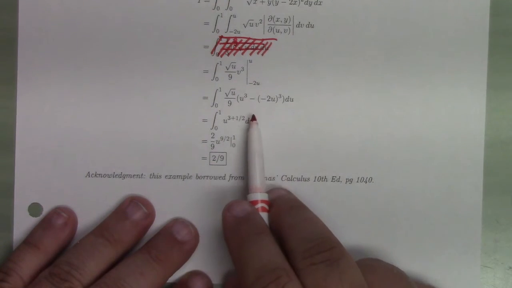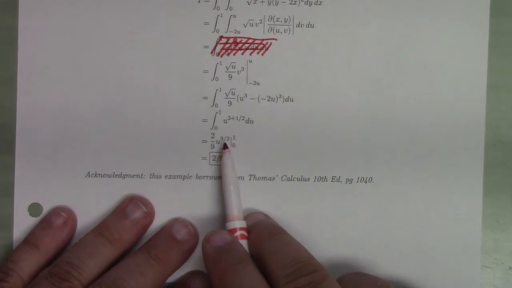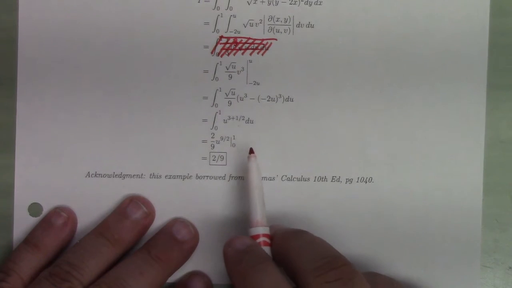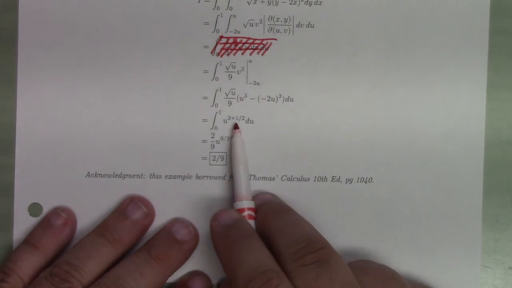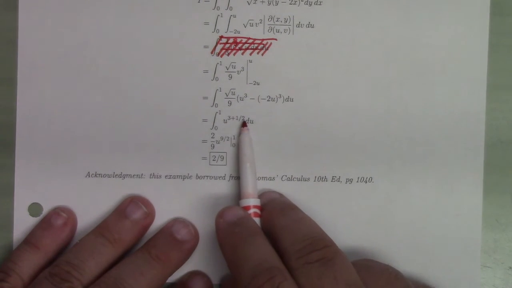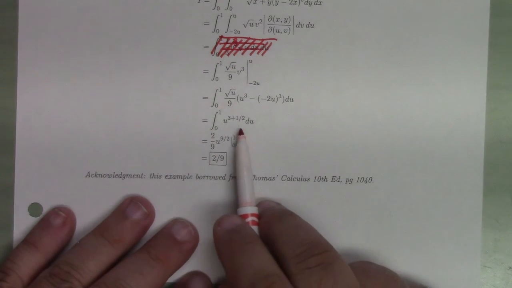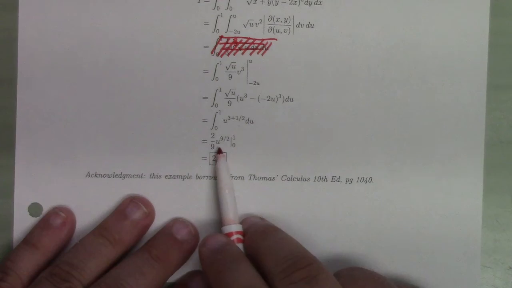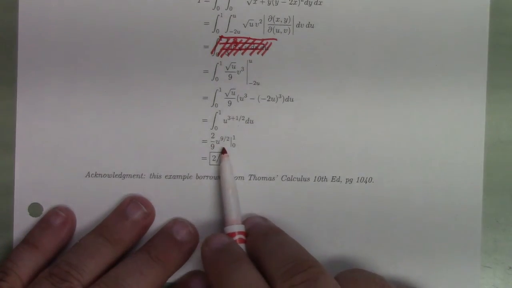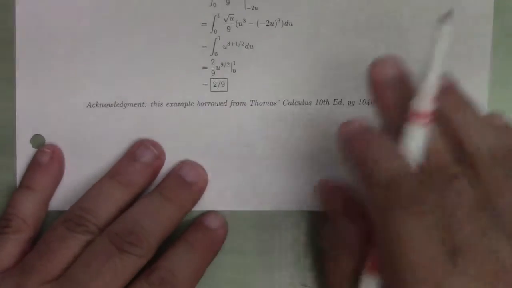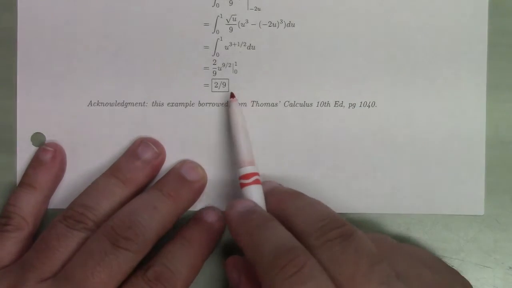And we get u to the 3 plus 1/2. 6/2 plus 1/2 is 7/2, and 7/2 plus 1 is 9/2. So u to the 9/2 over 9/2, which is 2 ninths u to the 9/2, which gives me 2 ninths.